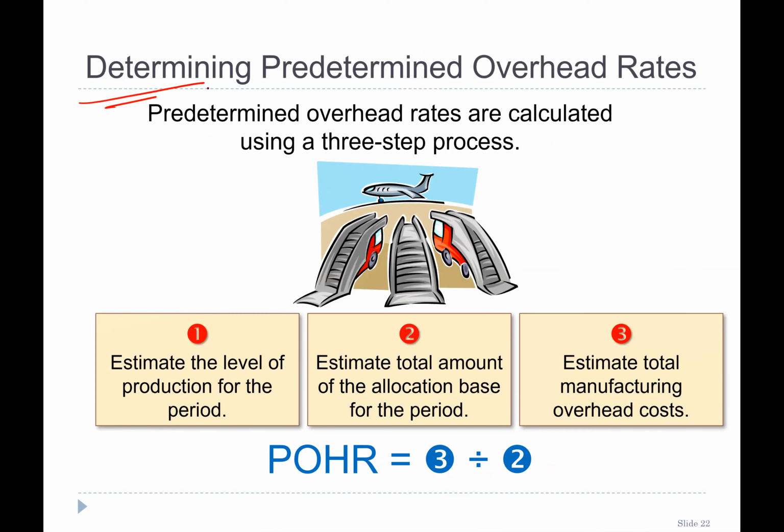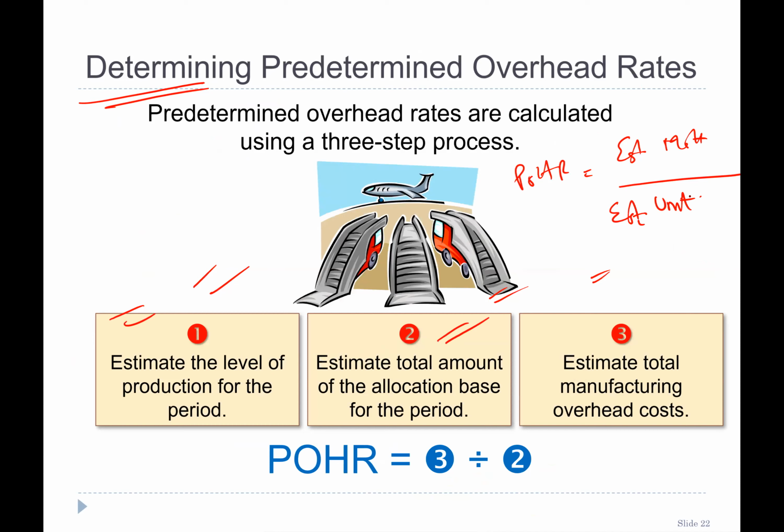So how do we determine the predetermined overhead rate? We have three steps. Number one, we estimate our production level. We estimate the base. If we want to find out the POHR, we find it by estimated manufacturing overhead divided by estimated units. To find the POHR here, we need estimated units and we need estimated manufacturing overhead, right?